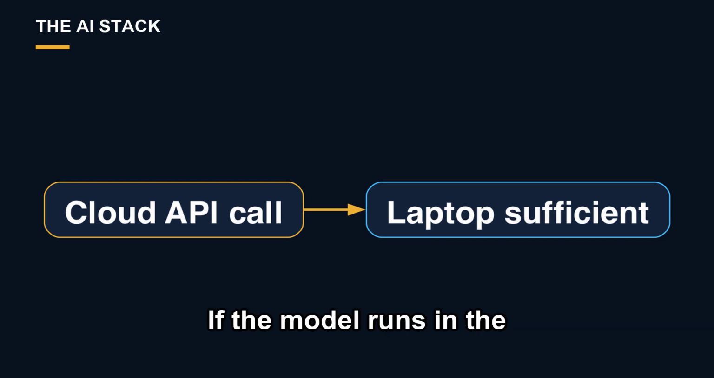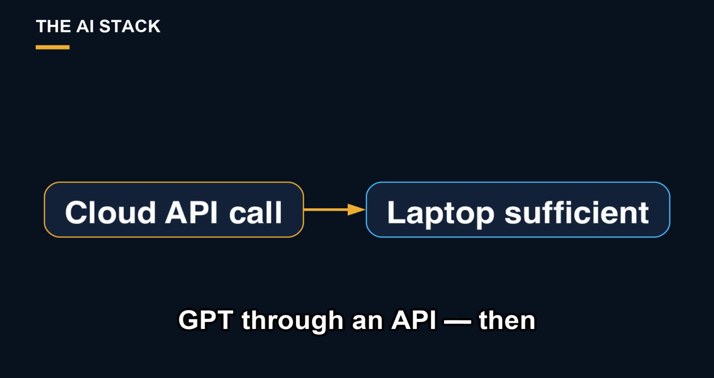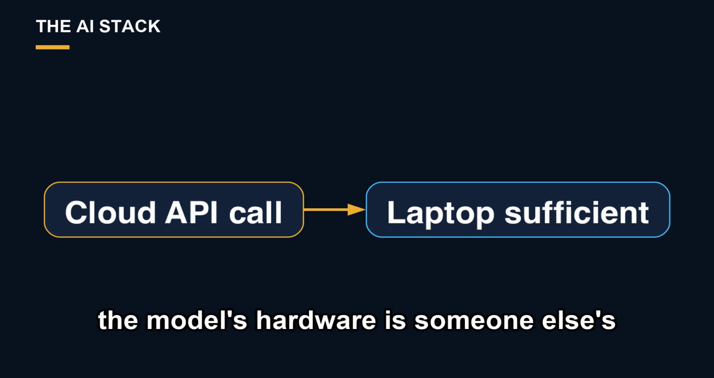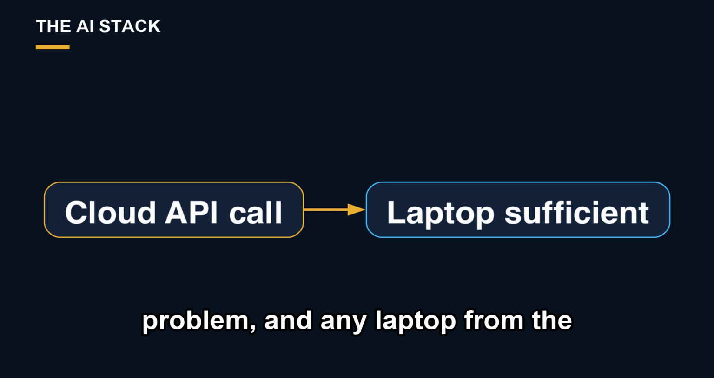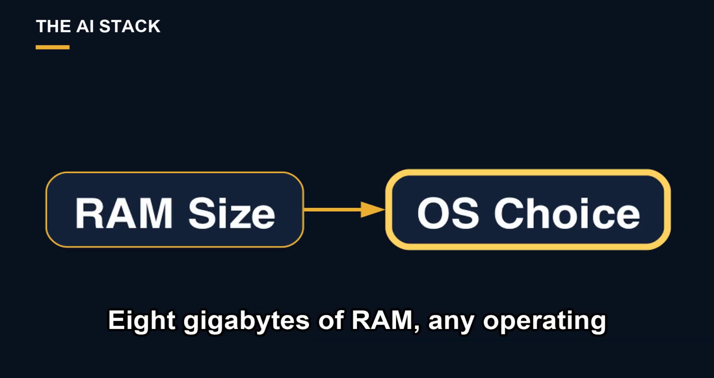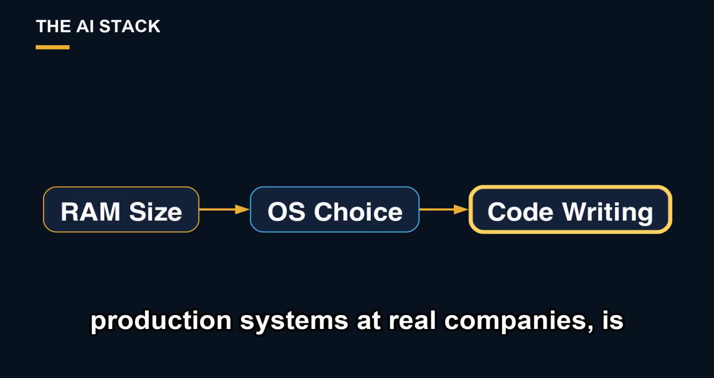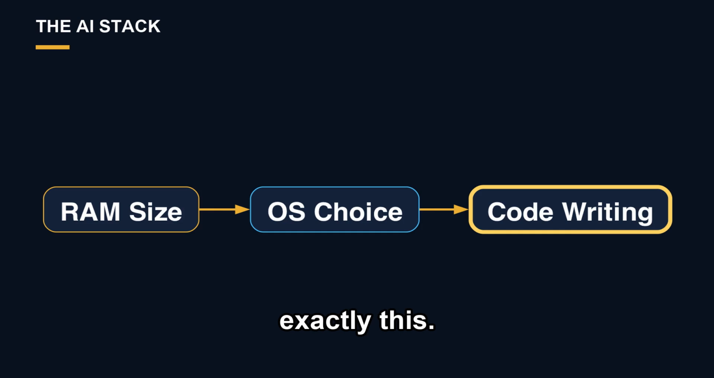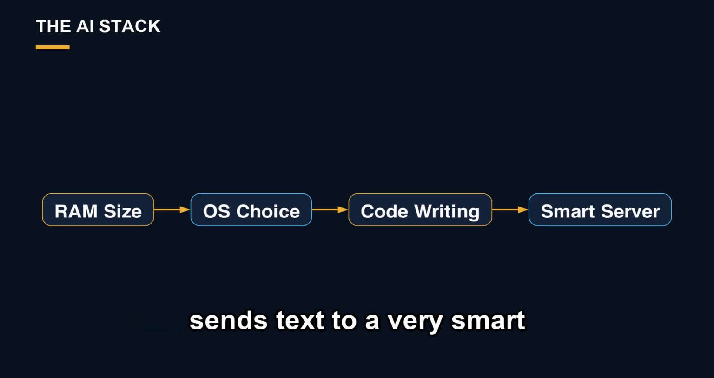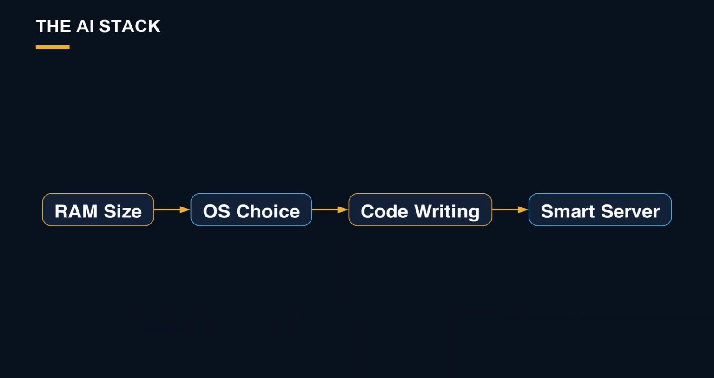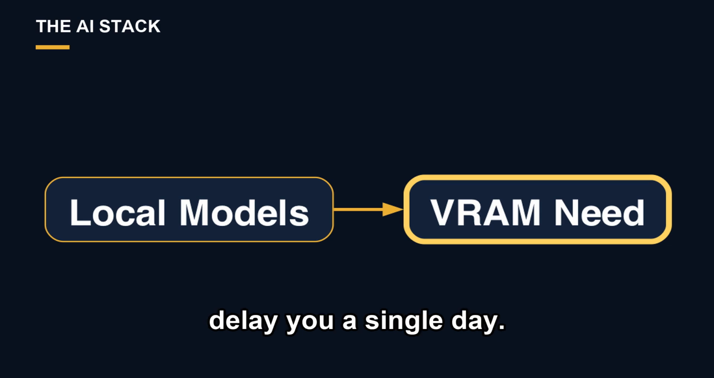If the model runs in the cloud, you call Claude or GPT through an API, then the model's hardware is someone else's problem, and any laptop from the last 5 years is enough. 8 GB of RAM, any operating system, done. Most professional AI work, including most production systems at real companies, is exactly this. You are writing ordinary code that sends text to a very smart server. Do not let a hardware excuse delay you a single day.